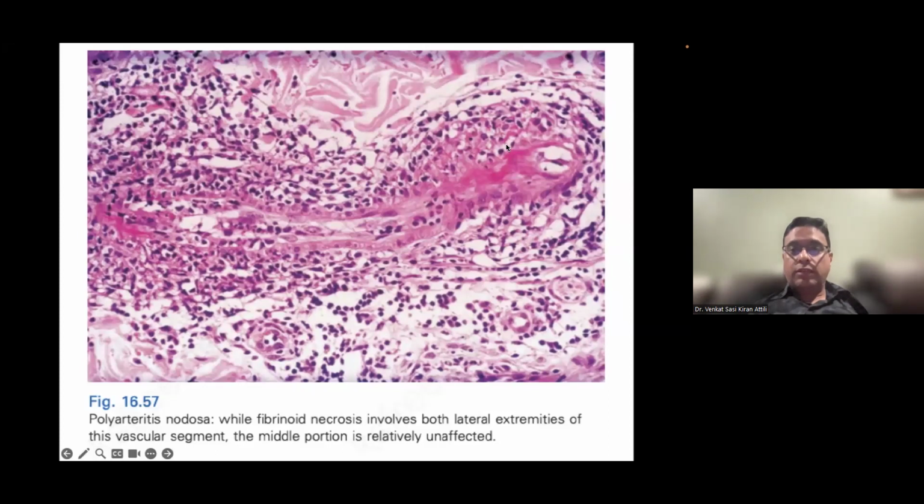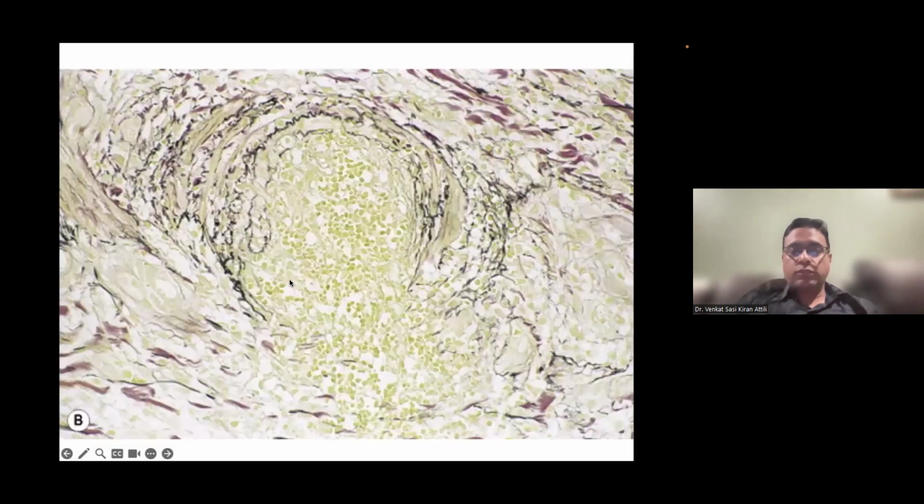Okay, so see here, this part of the vessel wall is affected, whereas this part of the vessel wall is not affected. Again, this part is affected by fibrinoid change. Can you make out the fibrinoid change here? This is called fibrinoid change of the vessel wall. Leukocytoclasis and neutrophils are also present, of course.